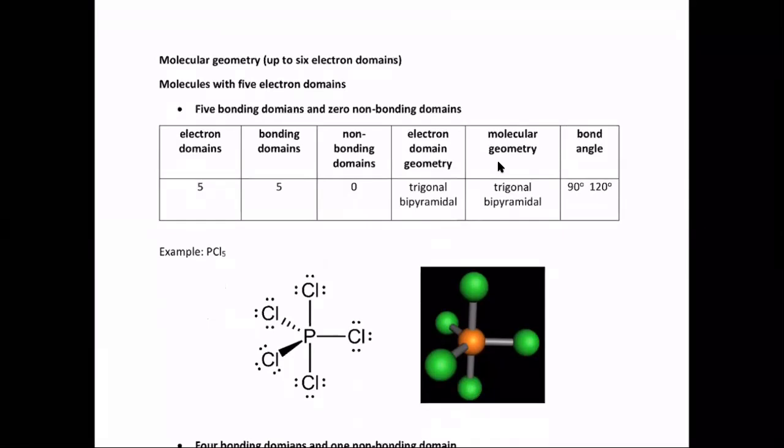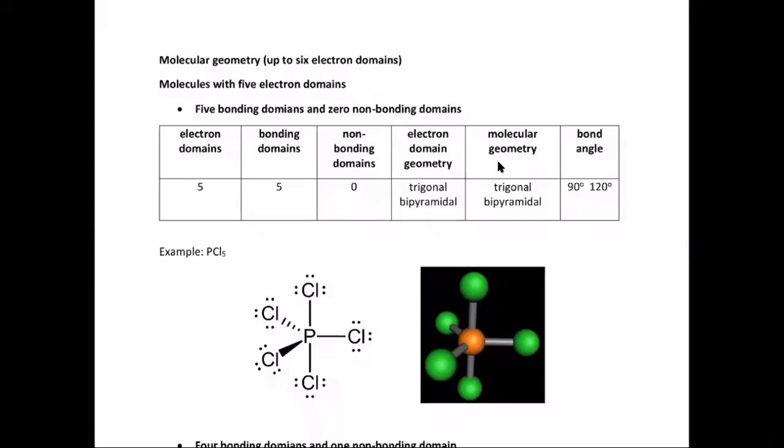But there are some elements that actually defy the octet law and have what we call expanded octets. So they can expand beyond 4 electron domains, and they can do 5 or 6. Okay, so I'm going to talk about the ones that have 5 electron domains first, and then we'll talk about some of the examples of the ones that have 6 electron domains.